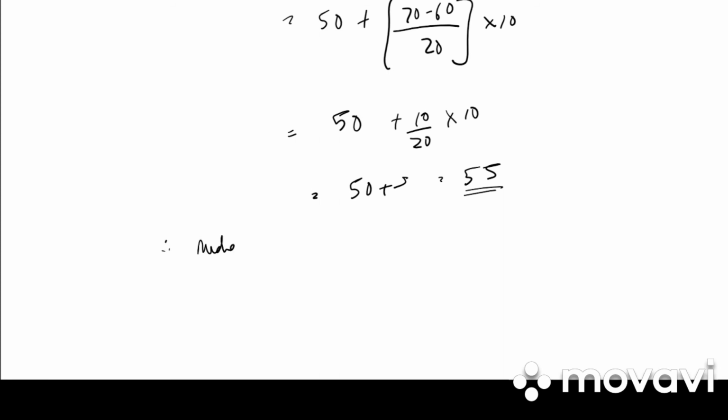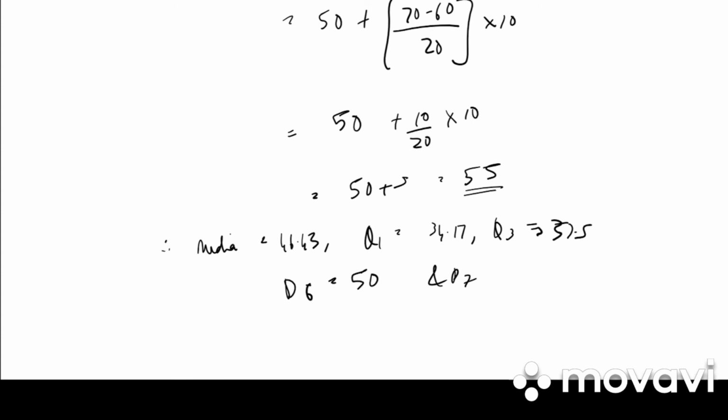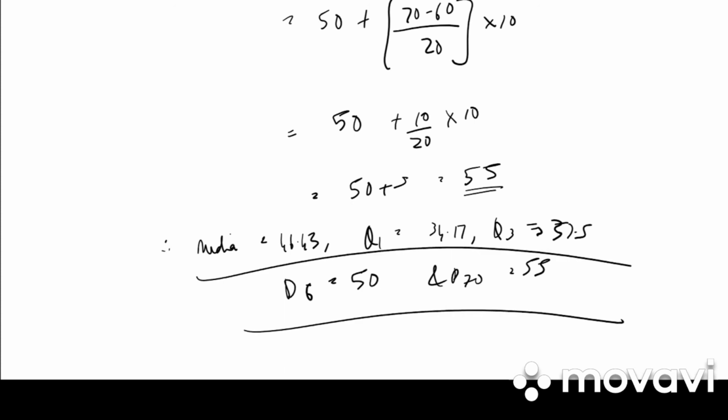So therefore median is 46.43. Q1 is 34.16, Q3 is 57.5, D6 is 50 and P70 is 55. Clear? So take down illustration 13.